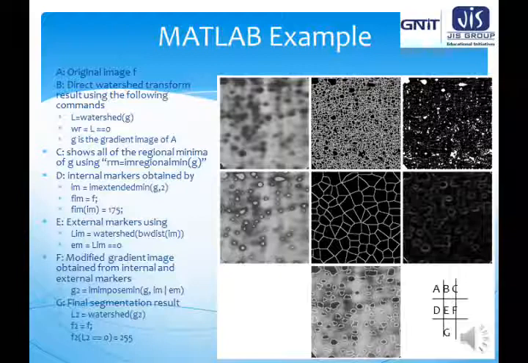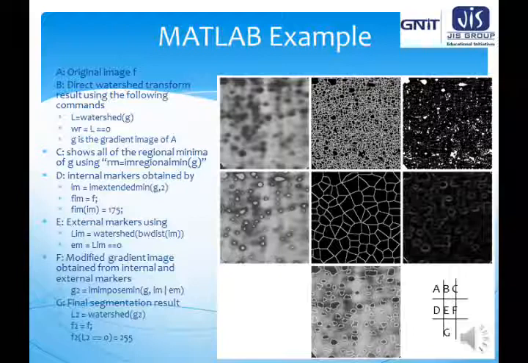Here we can have all the 7 images. These 7 images can be derived using the corresponding MATLAB functions. So this is an example of these MATLAB functions. All the images have been given here. The first one, the A image, is the original image which is represented by F. The B is the direct watershed transform result using the following commands.